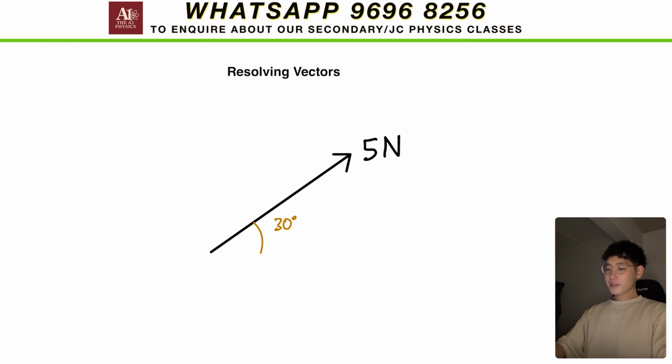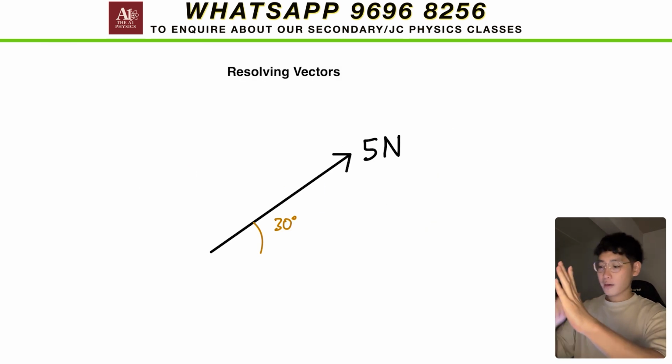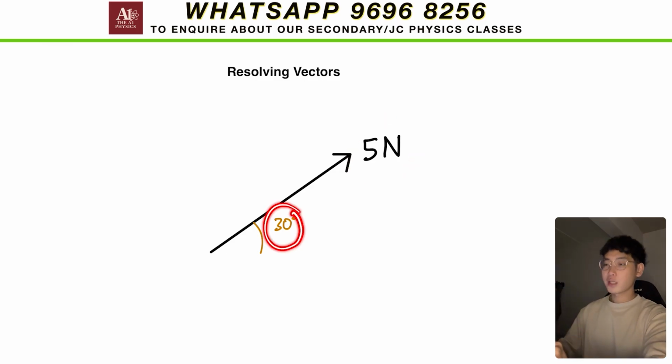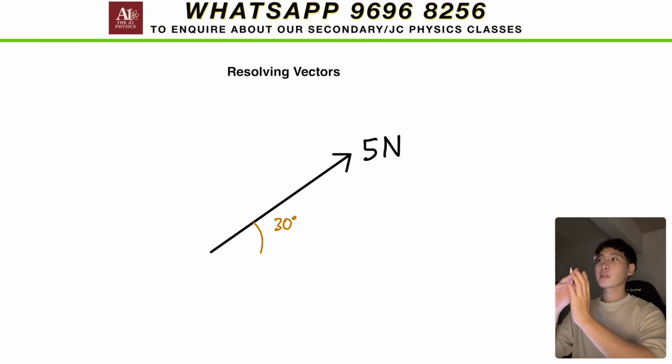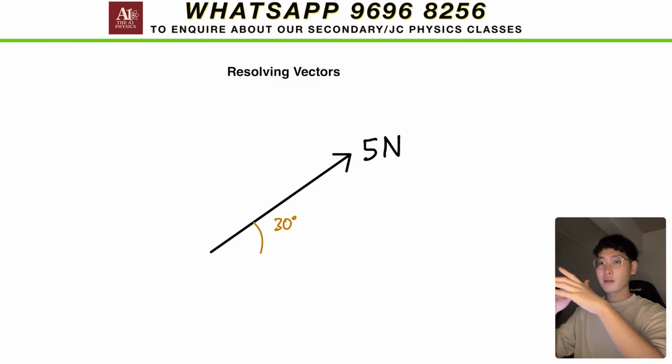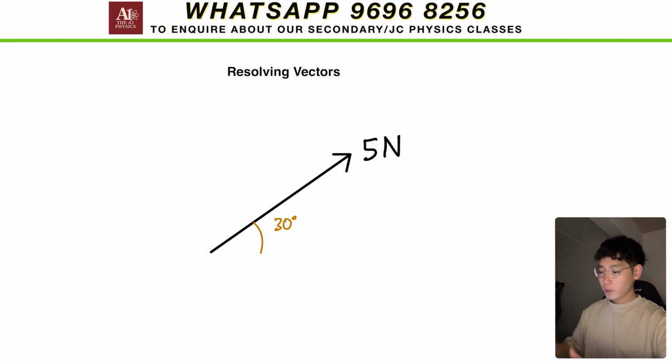Now here comes the really important part for physics, resolving vectors. Let's say we have 5 newtons of force over here, and this force is at 30 degrees to the horizontal. We can resolve this force into horizontal and vertical components. What do I mean? We can break down this diagonal force into a horizontal component and a vertical component.